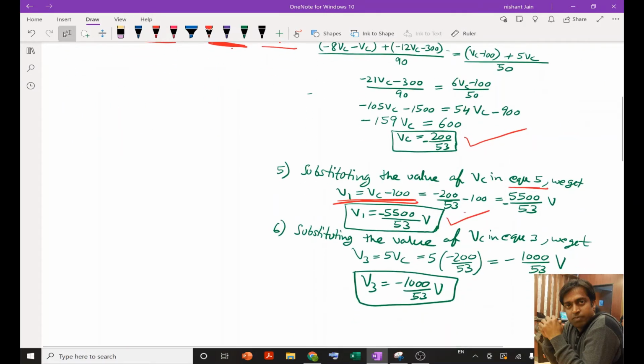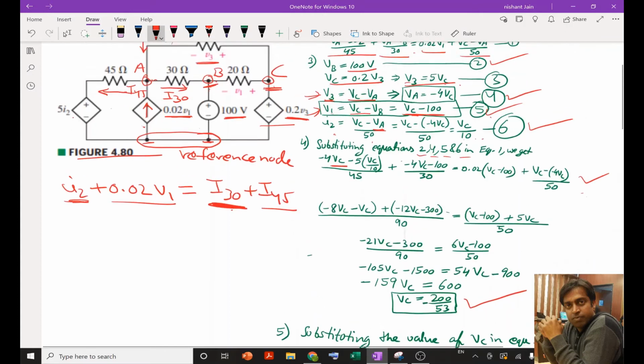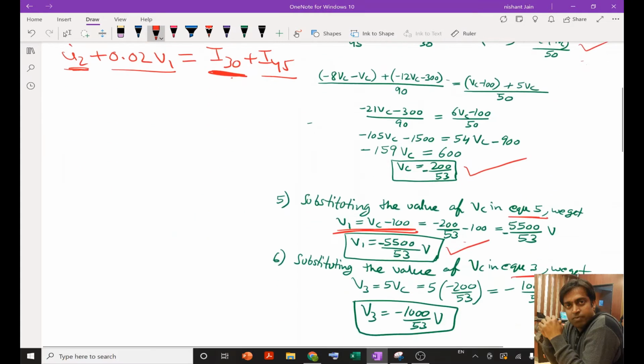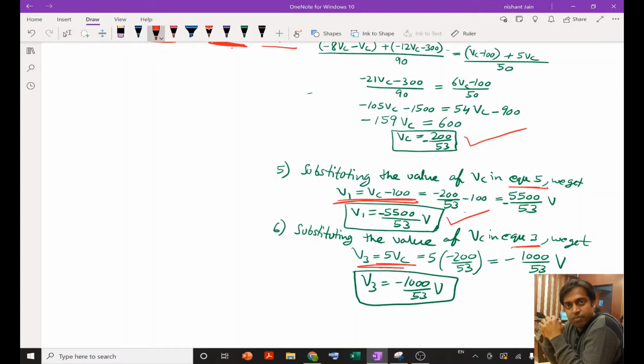Now, seeing equation 3, it is a relation between V3 and VC: V3 equals 5 VC. So substituting the value of VC over here, I get the value of V3 as this. So the V1 value is this and the V3 value is this.